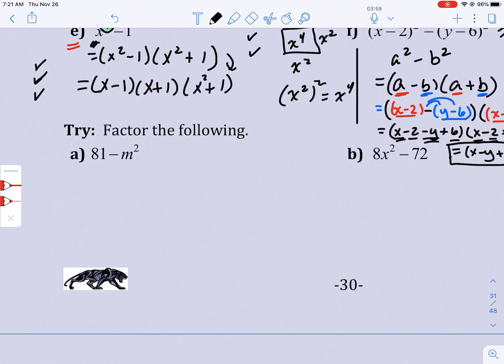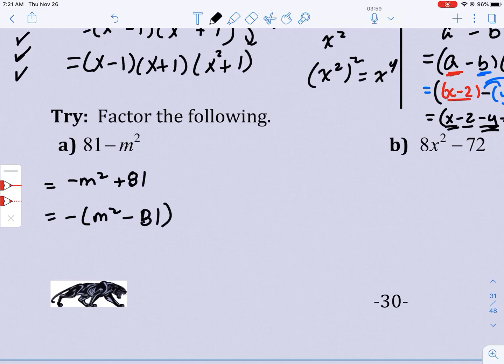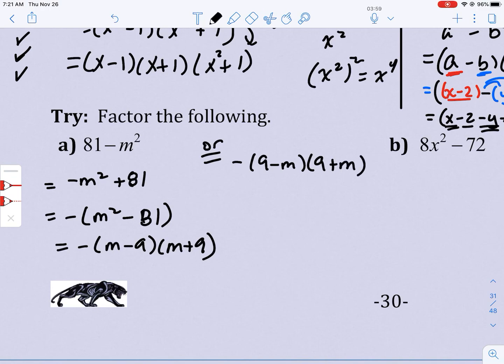Okay, if you wanted to do this one, first thing you could do is right away you could rewrite this as negative m squared plus 81, but that's of course not a difference of squares anymore. There's not a minus sign in between. But we could then factor out the negative 1 as if it's the GCF, and then we would get a negative m minus 9, m plus 9, or we could just simply do 9 minus m, 9 plus m, okay, in that order, and that would be the same thing.